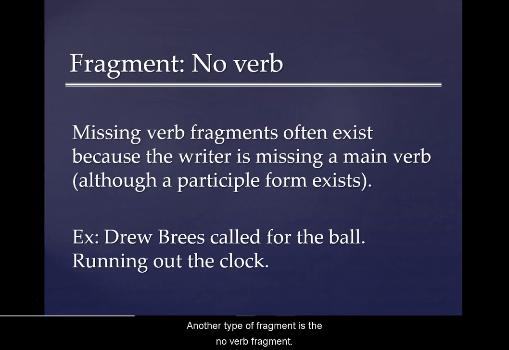Another type of fragment is the no verb fragment. Missing verb fragments often exist because the writer is missing a main verb, although a participle form might exist. Example: Drew Brees called for the ball. Running out the clock. In this example, the second clause, which looks like a sentence, it has a capital R, and it has a period, is actually a fragment. Running is a participle form of the verb. It's not the main verb.